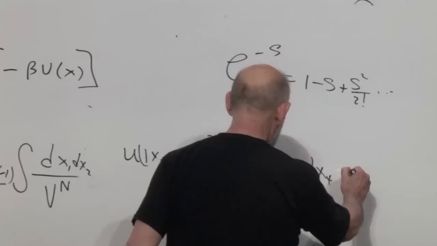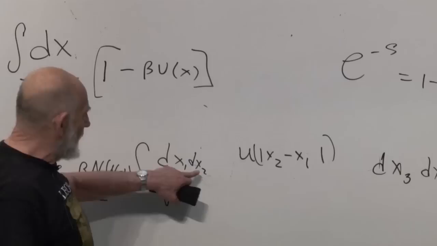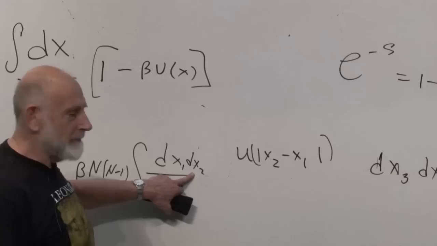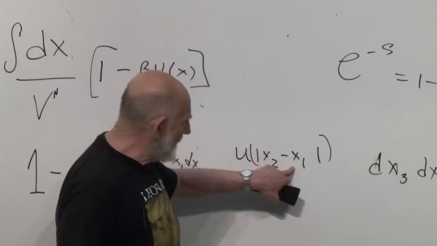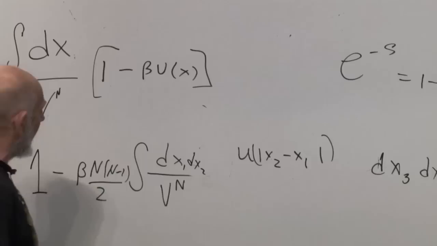Okay, so we're not assuming that there's usable. That's the first term. The second term is exactly the same, except wherever I see 1 and 2, I put 2 and 3, or 2 and 7. Exactly the same here, and still, it's not right. Each one of these integrals is the same, and there are n times n minus 1 over 2 of them, and so I just leave it that way.